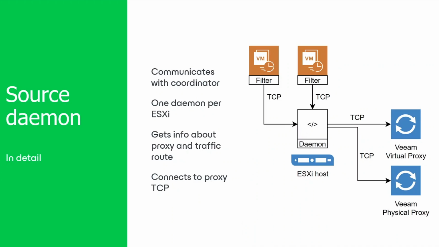Next, we have a source daemon. This is one component per ESXi host, and it communicates again with the coordinator. It gets the information about the proxy and the traffic route. It will connect to the proxy over TCP, not UDP, because we need guaranteed delivery. All the data needs to be sent from A to B guaranteed. We need all of the data. For example, this is the component that will take the data and send it over a dedicated VM kernel interface, if that is supposed to be used.